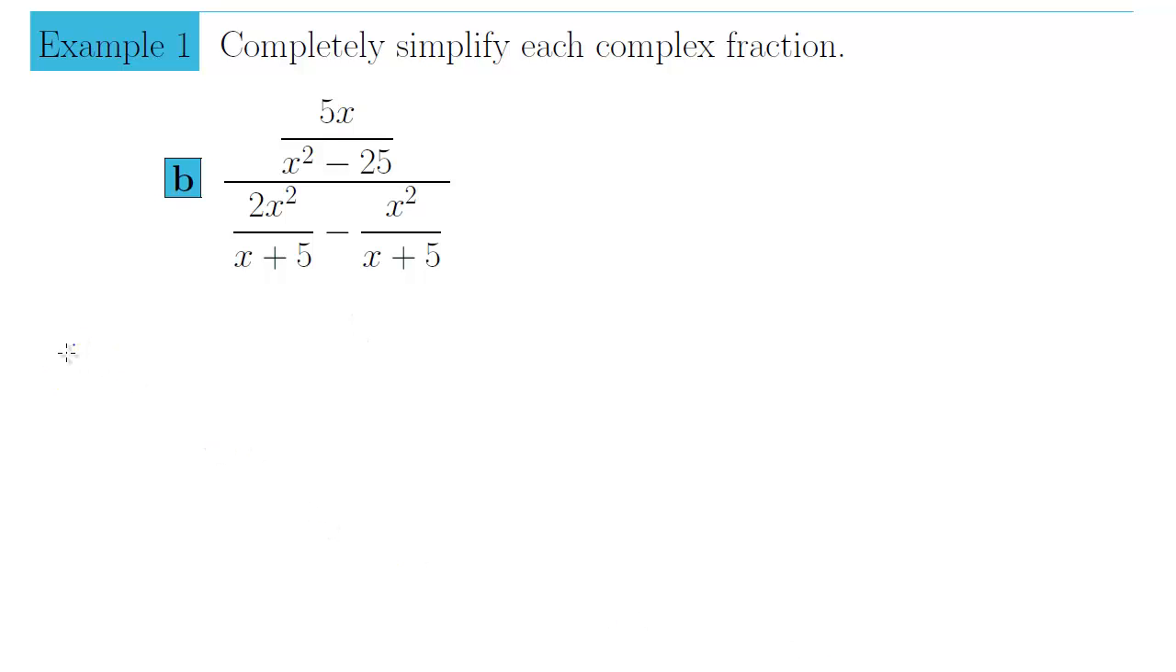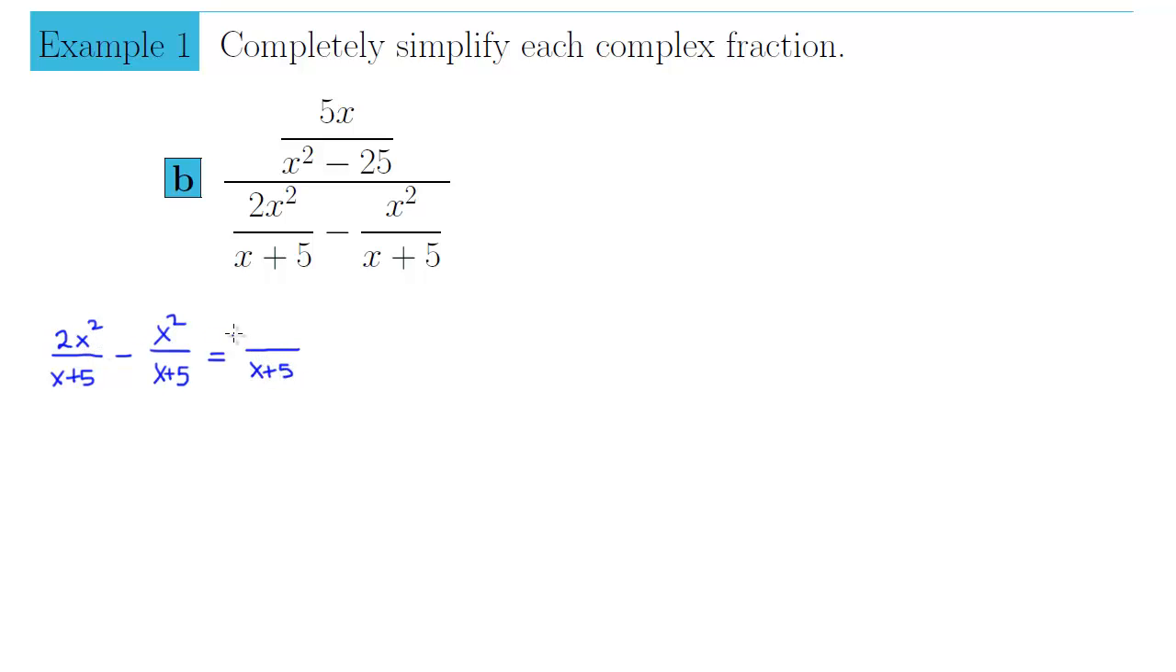Let's rewrite our denominator here off to the side. We have 2x squared over x plus 5 minus x squared over x plus 5. We want to put these two fractions together into a single fraction. The nice thing is the denominators are like denominators. So we don't need to change anything. We simply need to combine the numerators and keep the denominator the same. Our common denominator is x plus 5.